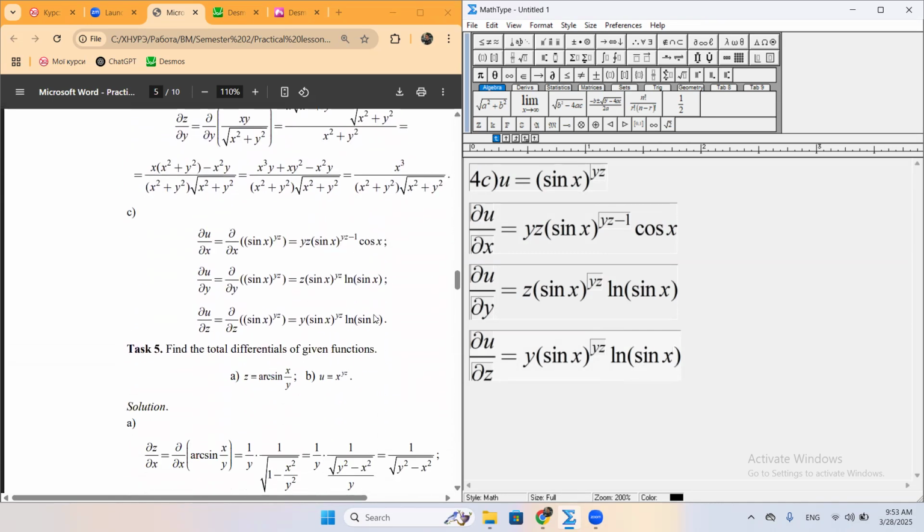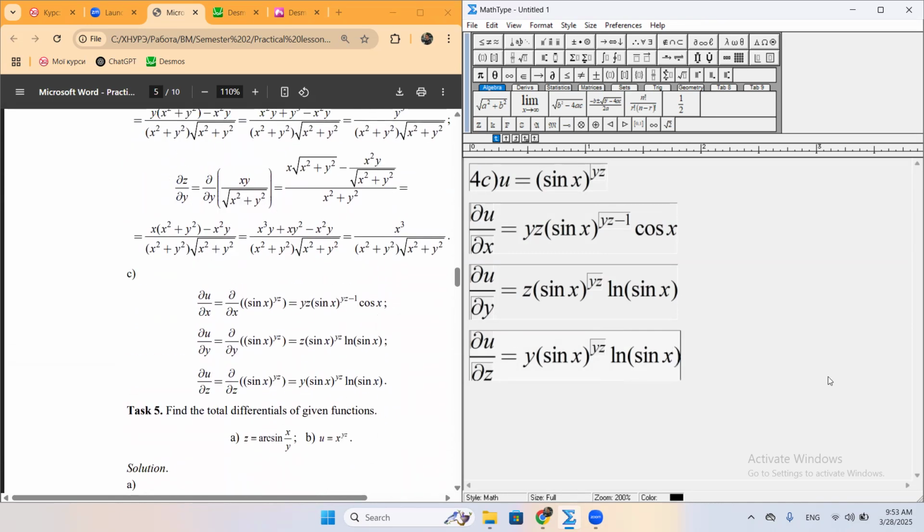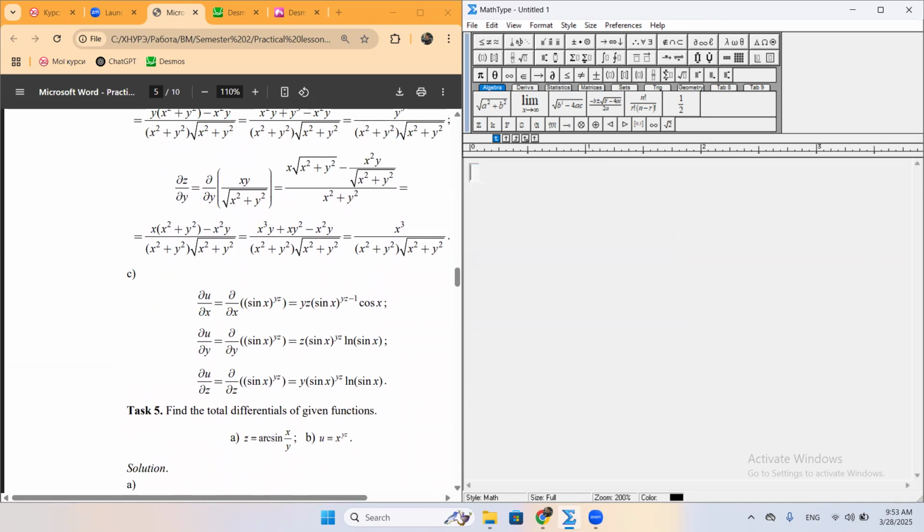Okay, so no questions. Moving next. Now we are finding total differentials of functions. So 5a, we have the following function: z equals arcsine of x over y.